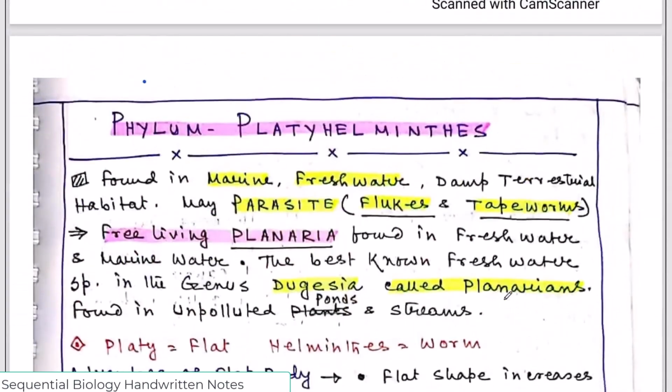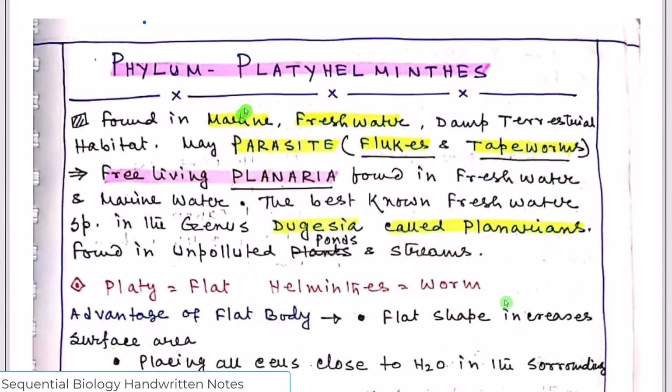The phylum Platyhelminthes is found in marine, freshwater and damp terrestrial habitats. Usually they are found where water is present, but when they reside in a terrestrial environment, that environment should be damp. Usually they are parasites. That means they reside in the host body, obtain nutrition from it and cause different types of disease, including in humans. The parasitic forms are flukes and tapeworms.